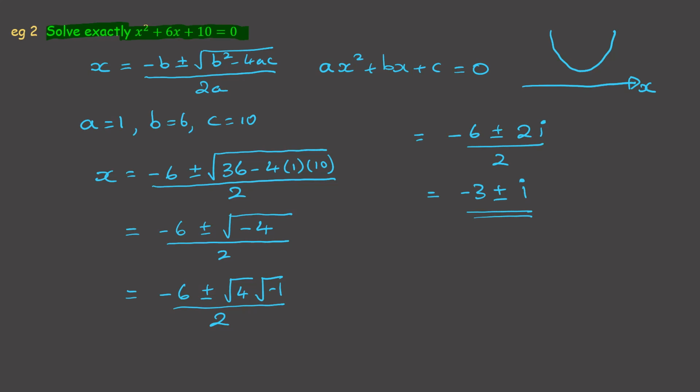Just for noting a bit later, negative 3 plus i and negative 3 take away i are known as complex conjugates. With a conjugate you have the same real part, but the sign differs in the imaginary part. There'll be a lot more on that later on.